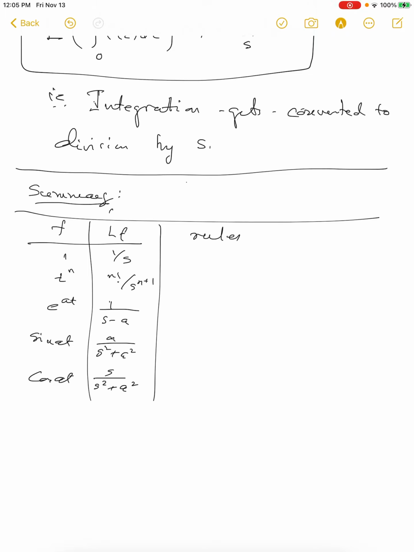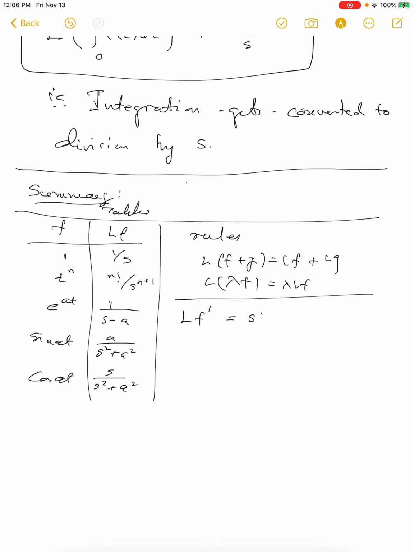And the rules, so I will call these tables and rules. The very first rule is that the Laplace transform is a linear transformation. L of f plus g is lf plus lg. L of lambda f is lambda lf. And then the rule for differentiation: L of f prime is s times lf minus f of 0. And L of the integral, I'm writing it in a crude way rather than giving you the variables on the left side. So these are the two rules which we saw today.